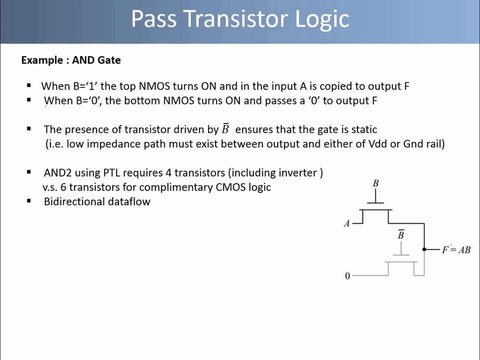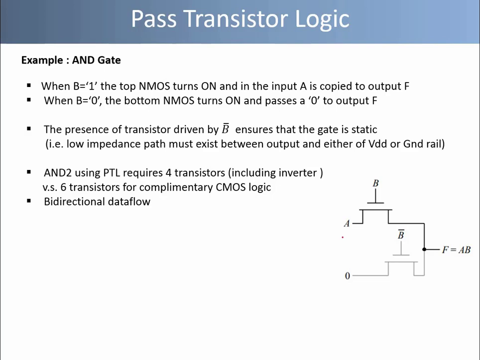In the other case, when the input B is equal to binary 0, the upper transistor turns off, whereas the lower transistor, which is being driven by B complement, turns on and passes a constant 0 logic level to the output node F. You might be wondering why we have connected this redundant transistor, while the AND Boolean function can also be implemented using this transistor only.